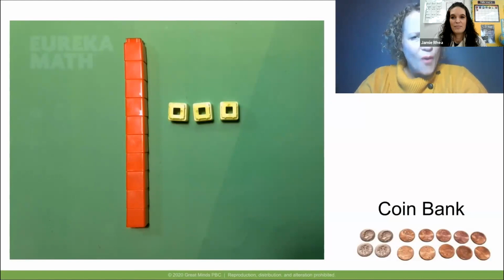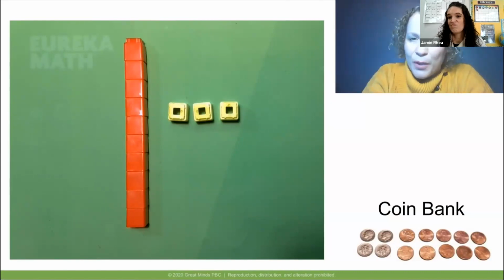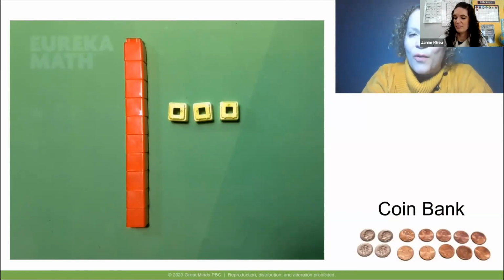How can we use coins to show the same number? Well, 13 pennies would work, but we only have 10 pennies. Push pause now and show how many of each coin you'll need. If you don't have coins, you can point to the coin bank or just draw them.